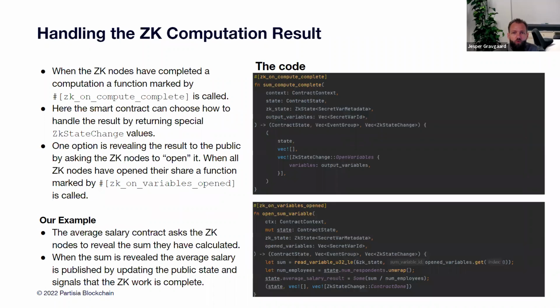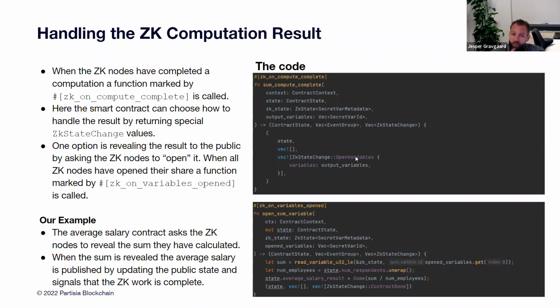Shortly after this, we will be alerted that the computation has completed. So the nodes are doing their thing, doing the computation. At some point, they have a result available, and they will inform the blockchain by calling a special action on the contract, CK on compute complete. When that is called, you will get the information about the outputs of the computation. So you'll receive the list of outputs, and then the contract can choose to do whatever it wants. In this case, what we're doing is choosing to reveal the value of the output.